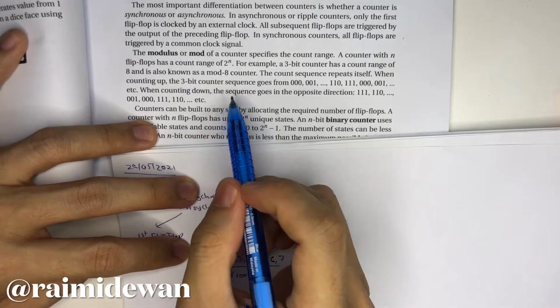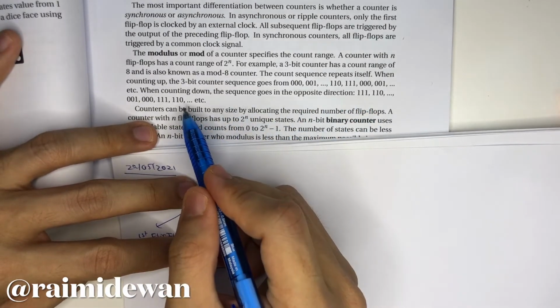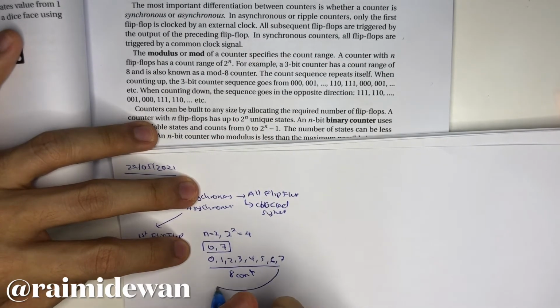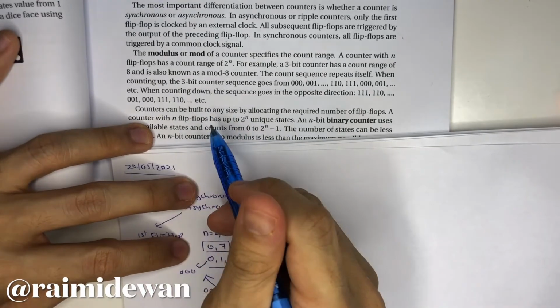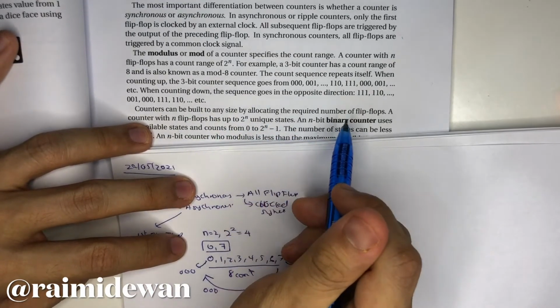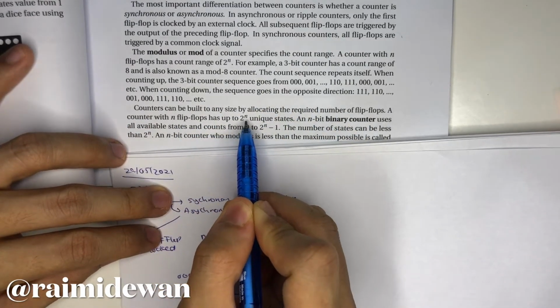When counting down, the sequence starts in the opposite direction, from 1, 1, 1 until 0, 0, 0. It's the same thing. A counter can be built to any size by allocating the required number of flip-flops. A counter with n flip-flops has up to 2 to the power of n unique states.